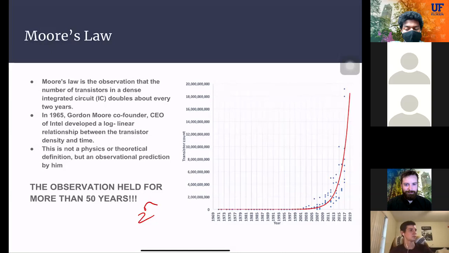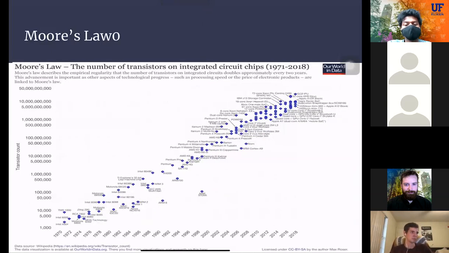Right now, you can see the graph, and by 2019 it reached a lot of zeros. It actually held true for more than 50 years. And on the 50th anniversary of Moore's law, we found ourselves in a little bit of a tricky situation. This is how Moore's law went on from a practical perspective, with the different chips and the transistor count per chip.